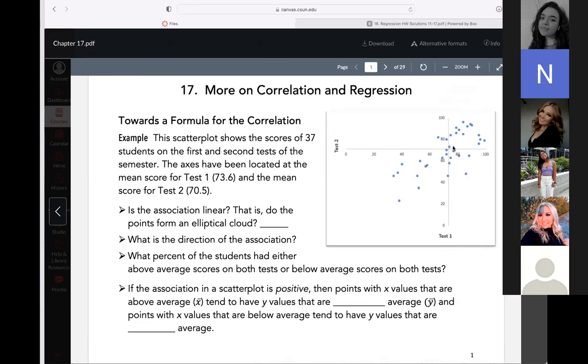So again, if the X values are above average, so are the Y values. And if the X values are below average, so are the Y values. That's positive association. Above, below.